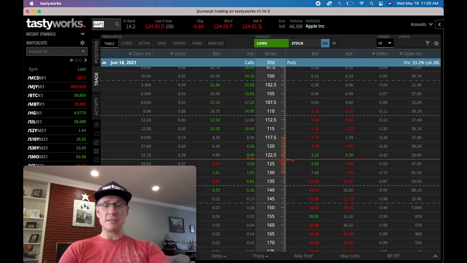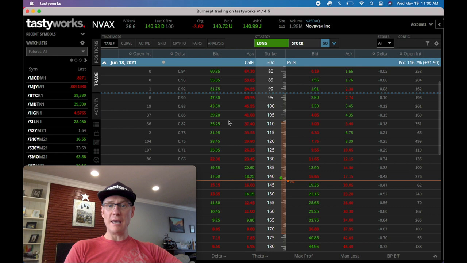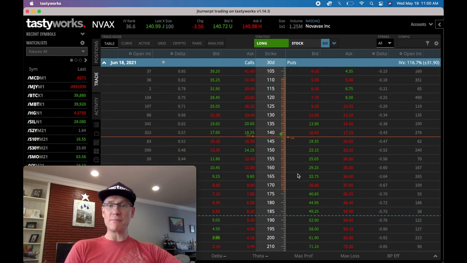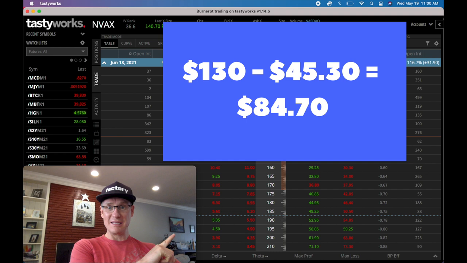But Novavax is really nice because it's not an overly expensive stock. It's not a $500 stock, but it's something that you can really work on your cost basis. So let's look at this example. Look at where we bought the shares at 130, and then look at how much premium we've collected. If we subtract that premium from the amount that we paid, you can now see our cost basis. So this stock no longer costs us $130. It costs us this, which is remarkable.